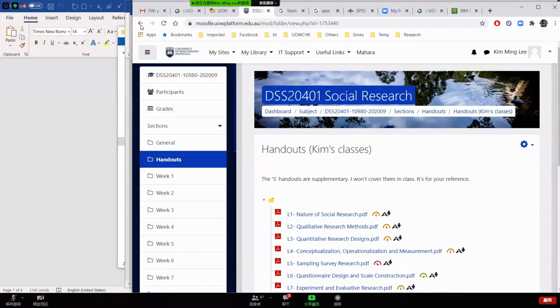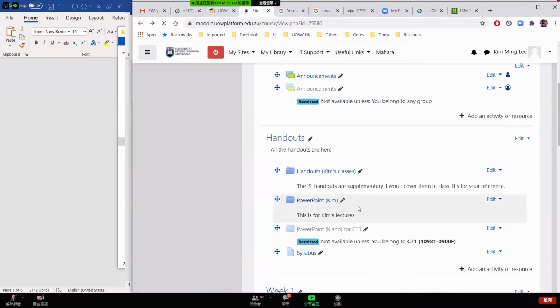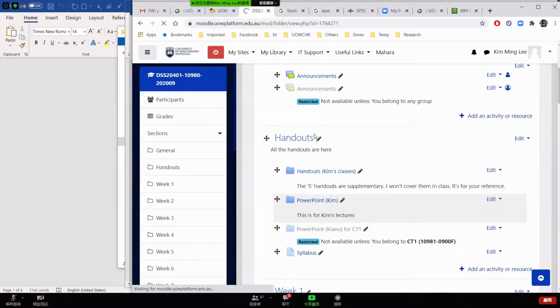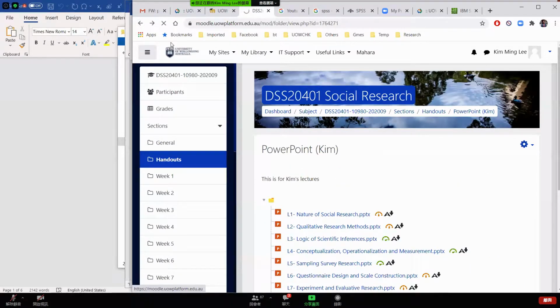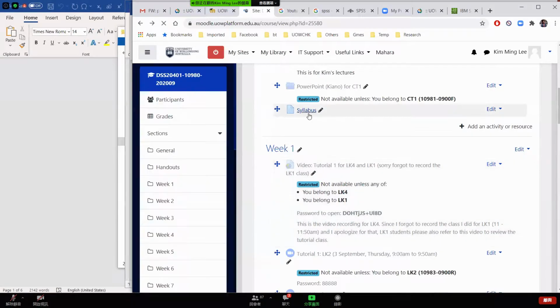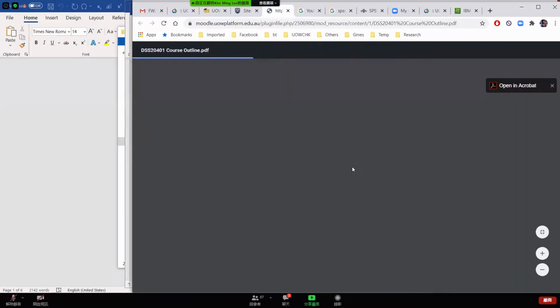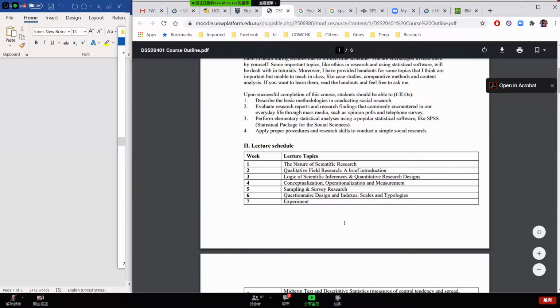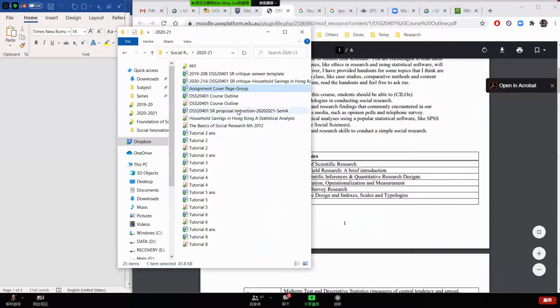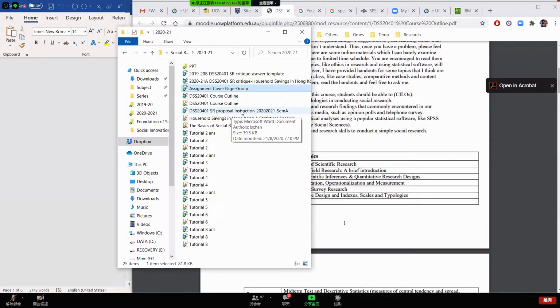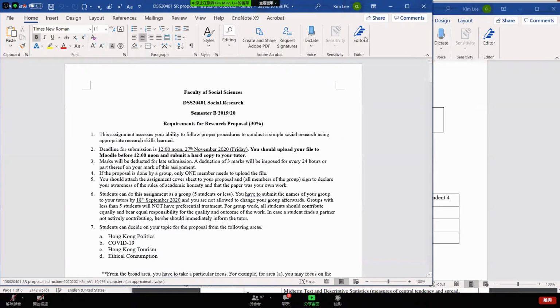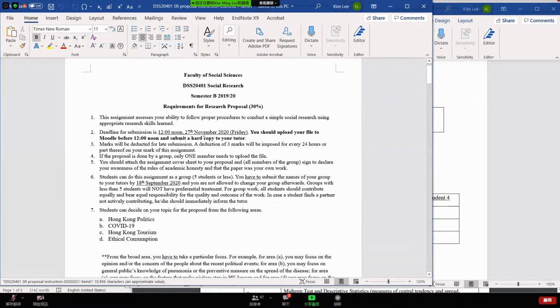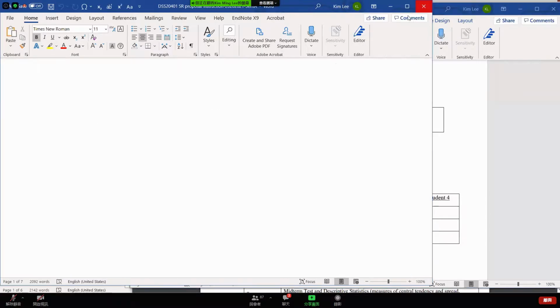Or maybe for those assignment sheets, I think I put it somewhere. Okay, this is the syllabus. Maybe I forgot to put it. So anyway, this is the SR instruction, so I will put it later on. This is some detailed guidance for doing your research proposal. Sorry, I am still very unfamiliar with Moodle.